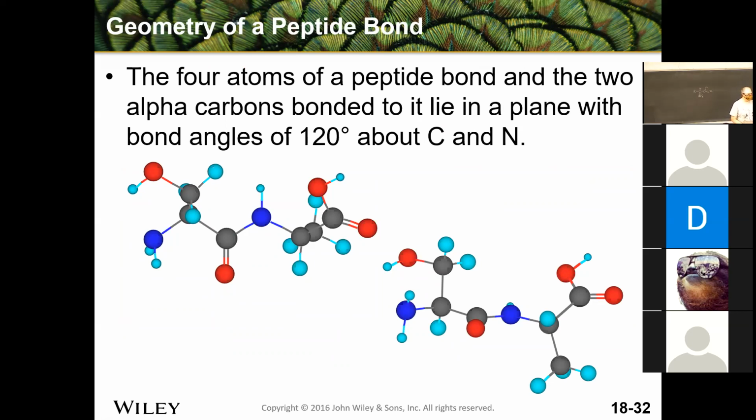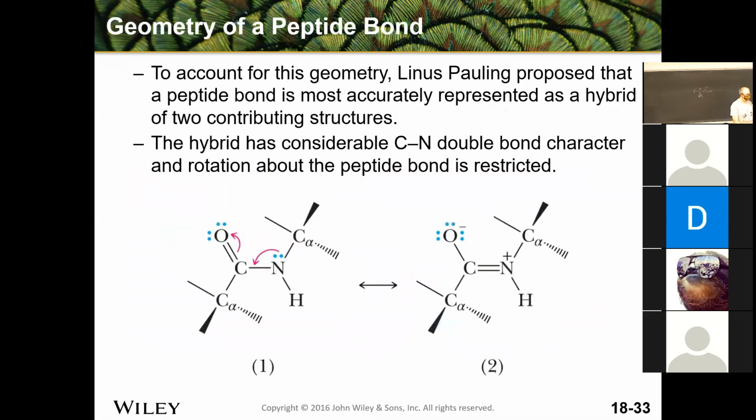The 4 atoms of a peptide bond and the 2 alpha carbons bonded to it lie in the same plane with bond angles of 120 degrees about the carbon and nitrogen. And that's what this is showing here. These 2 alpha carbons and the CO and the N are in the same plane.